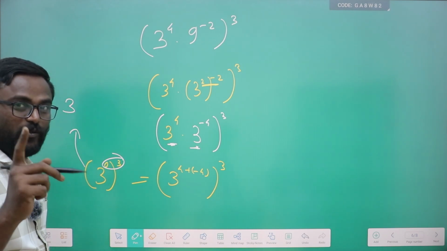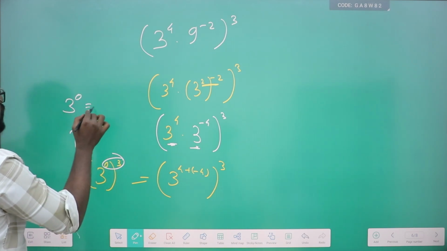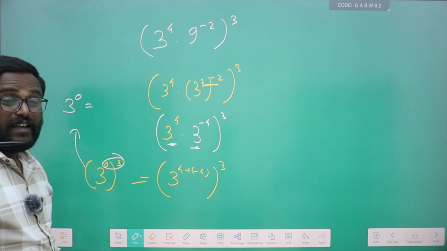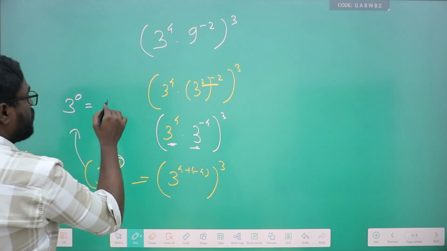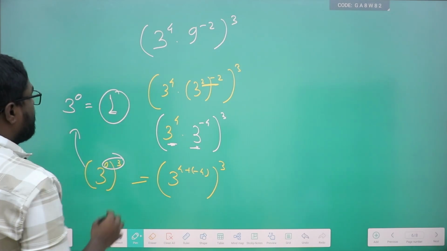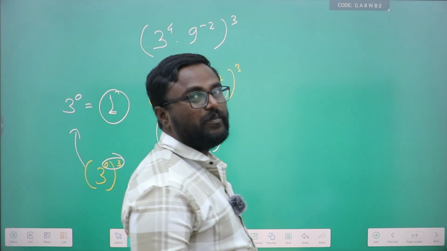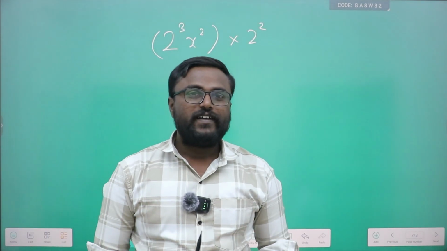0 times any number is always 0. Okay. So what do we have? 3 to the power 0 now. Anything to the power 0 is going to be equal to 1. Remember that. So 3 to the power 0 is nothing but equal to 1. Let's move on to the next question.